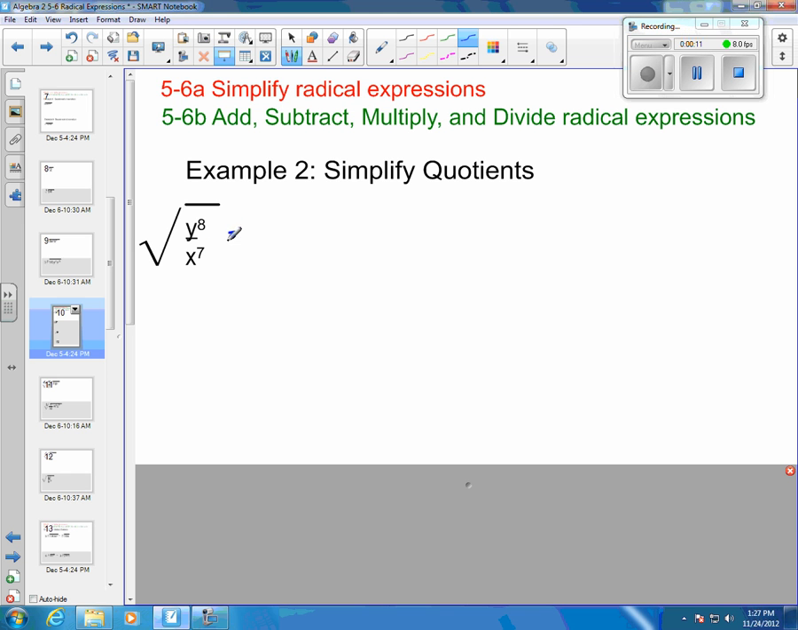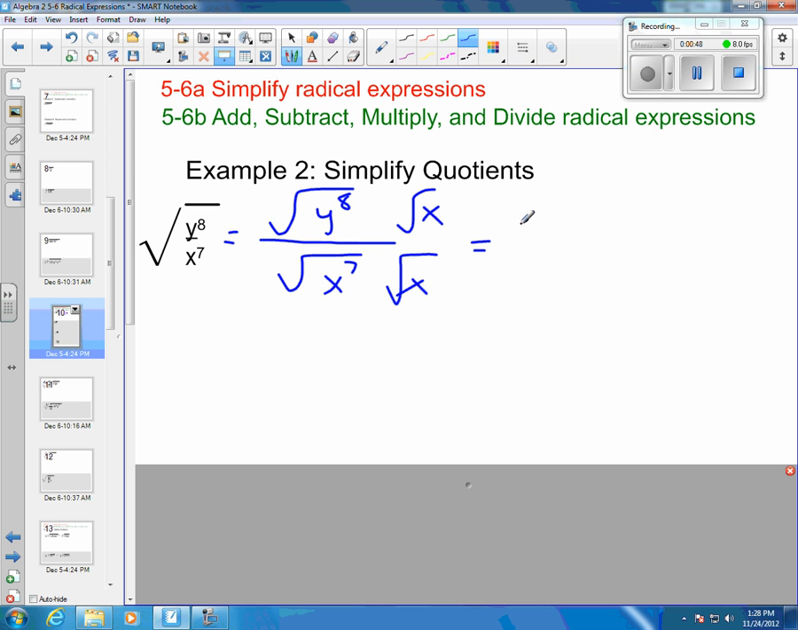So just like the multiplication, we can split this out to be the square root of y to the 8th over top of the square root of x to the 7th. I know we're dealing with square roots, so square roots is basically a 2, so you're looking for even numbers. This x to the 7th is not even, so I'm going to have to get my denominator into an area that I can work with. So I'm going to have to multiply this by the square root of x and multiply this by the square root of x in order to get the 7 to be an even number.